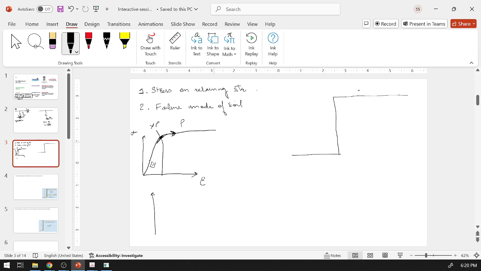Same goes with soil. Soil is basically a non-linear elastoplastic material. Okay, so you have a stress strain curve, something like this. And there is this short range, this strain is quite small, up till which you will have elastic behavior, and after this you have the plastic behavior up till here.